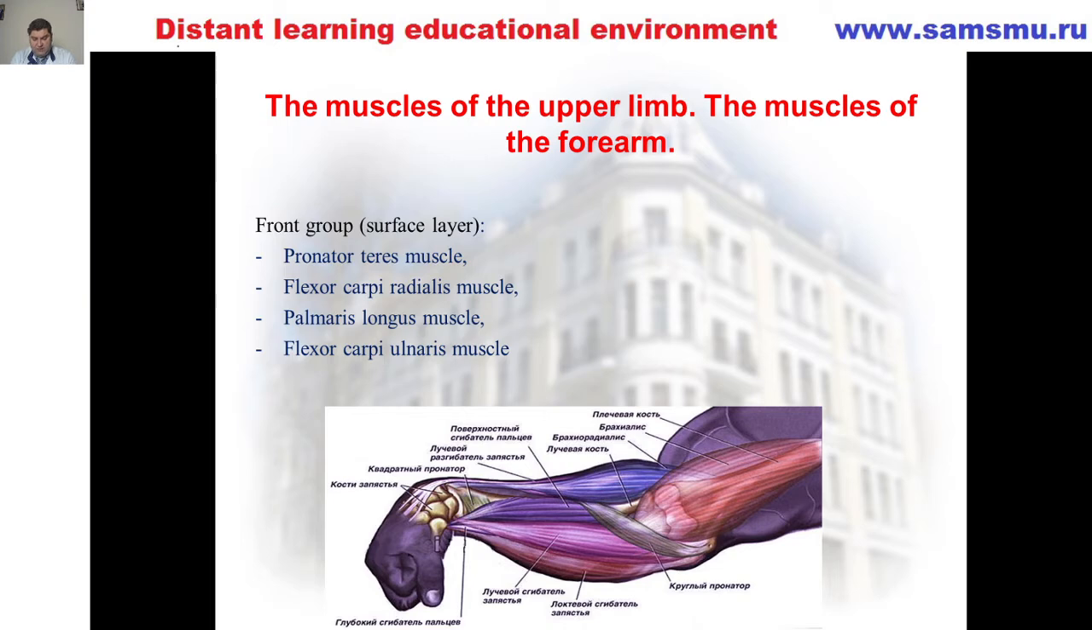It originates from the medial epicondyle of the humerus, from the posterior margin of the ulna, and from the olecranon. Its tendon is attached to the pisiform bone, as I told you, which is a sesamoid bone, in relation to it, and then to the hamate bone as ligamentum pisohamatum, and to the fifth metacarpal bone as ligamentum pisometacarpale.